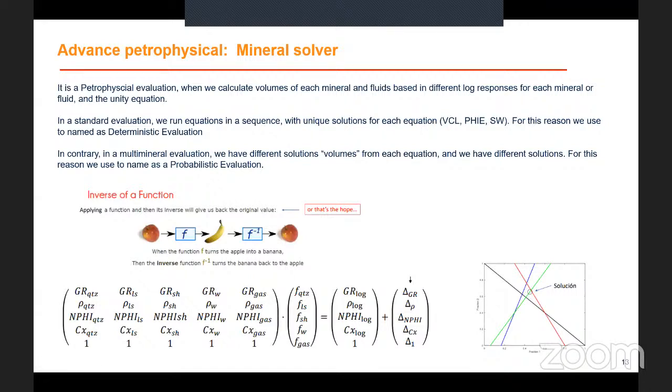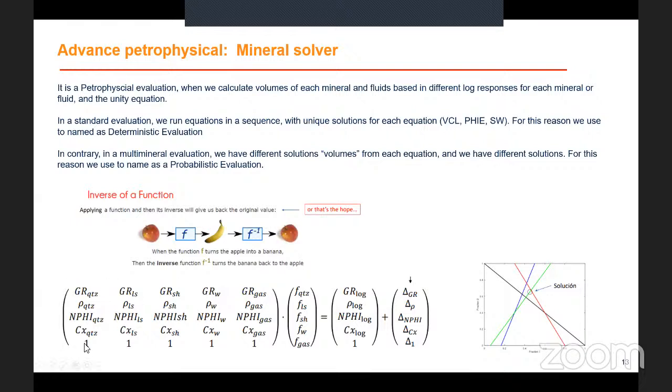In the end, as the proposal, advanced petrophysics with a mineral solver. This mineral solver, this advanced petrophysics, is not like a deterministic equation. They include the data and the parameters, with the equation, to calculate the result. As you know, in petrophysics the objective is to calculate Vclay, porosity, saturation, and permeability. But here the objective is to calculate Vclay, porosity, saturation, and the volume of each mineral.